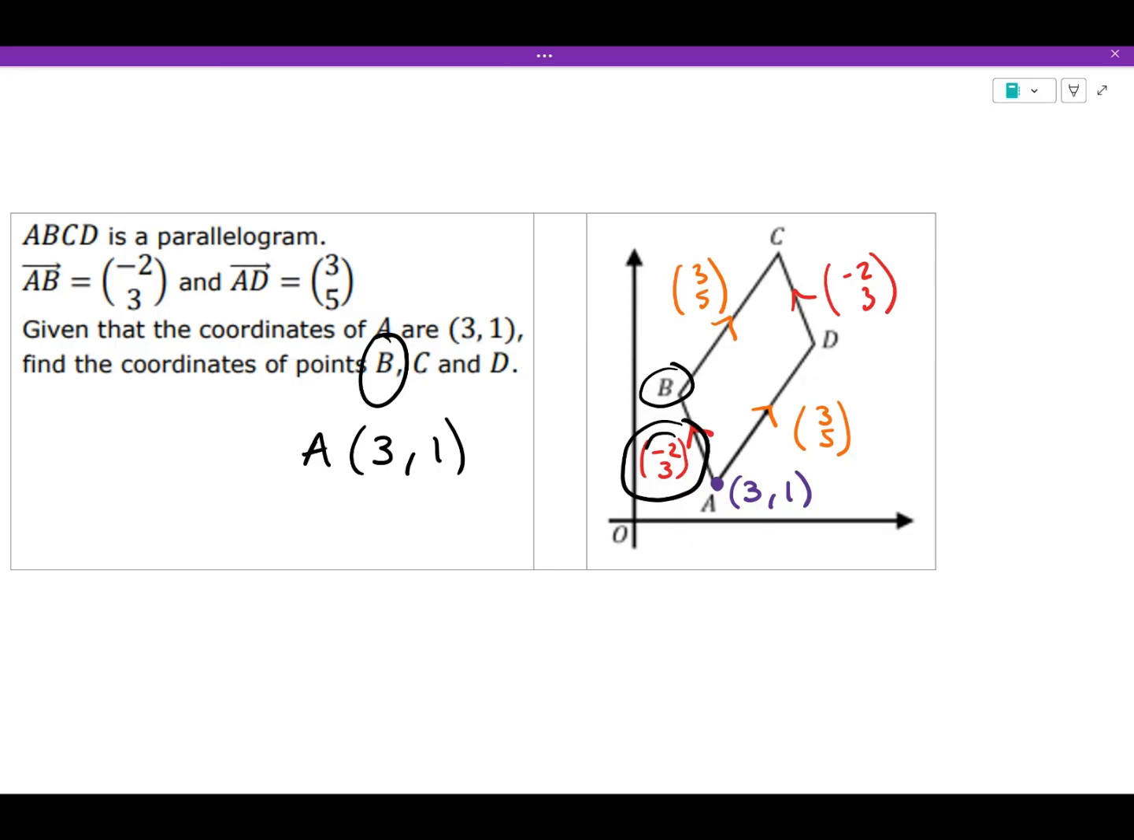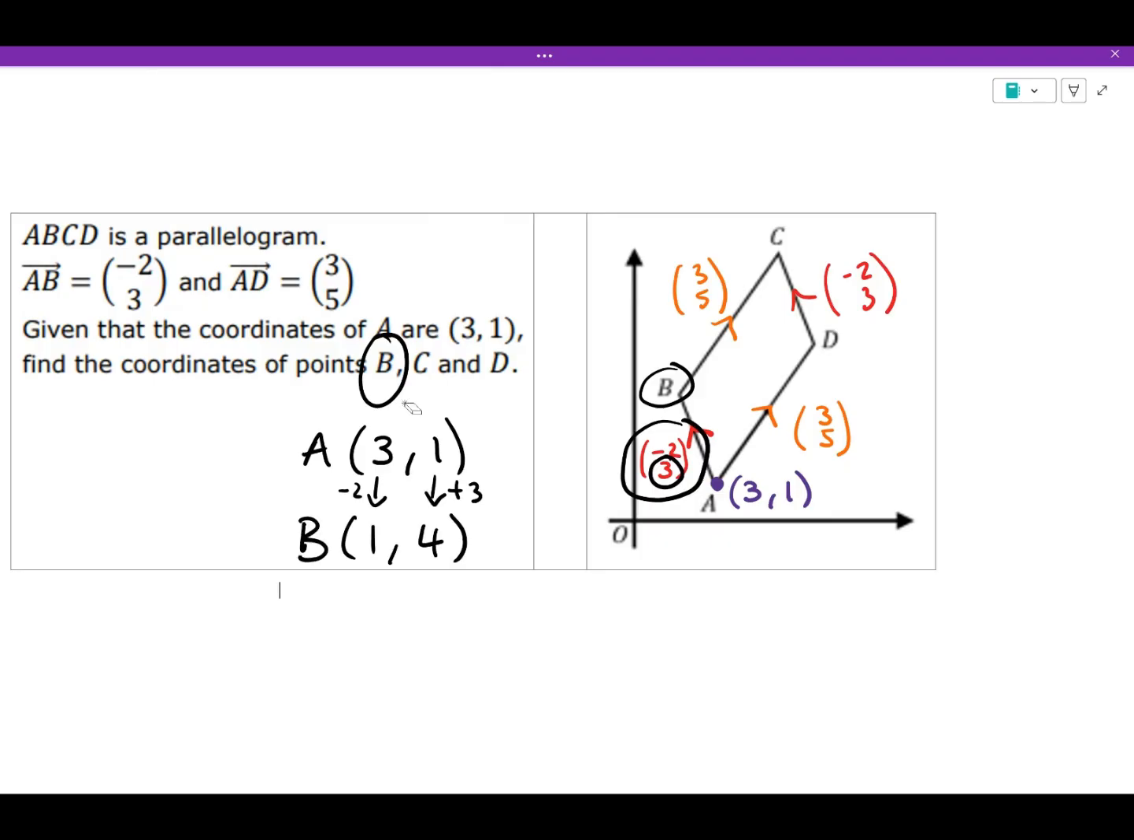So we're doing negative 2 in the x direction, so we're going to subtract 2. That is going to give me 1. And then in the y direction, in the vertical direction, we're going to be doing 3 up, so we're adding 3 to our y coordinate. That is going to give me 4. So the coordinates of B would be 1, 4, like that.